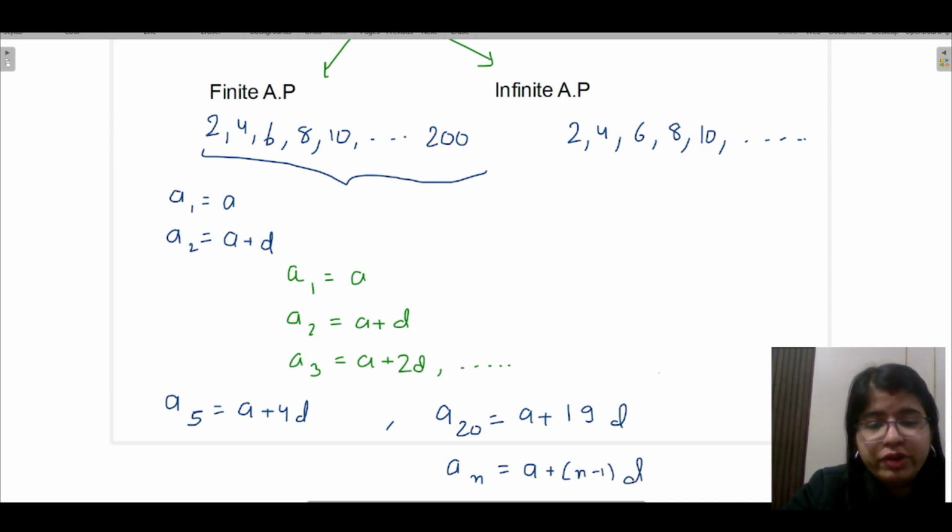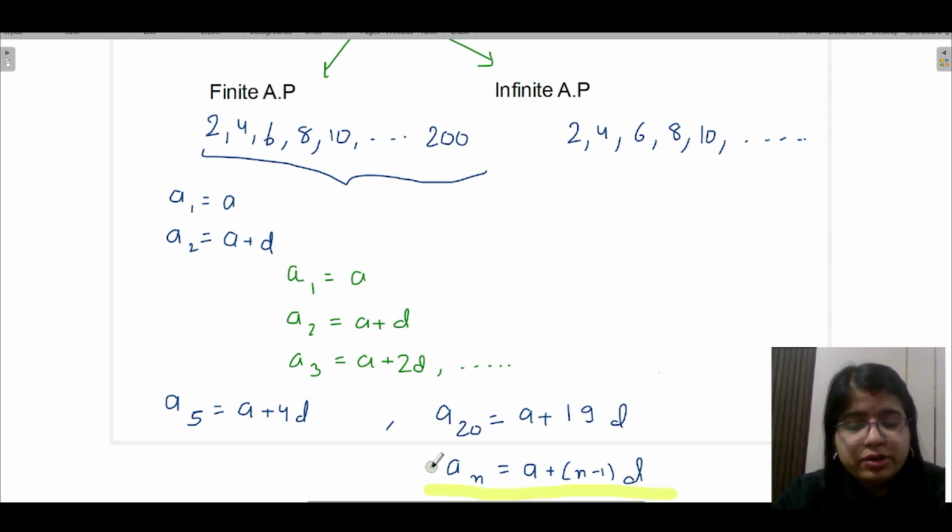So students, this is a very important formula of AP. Here we can know that the Tn term can be found how? By A plus n minus 1 into D. By applying this formula, you can find the term.